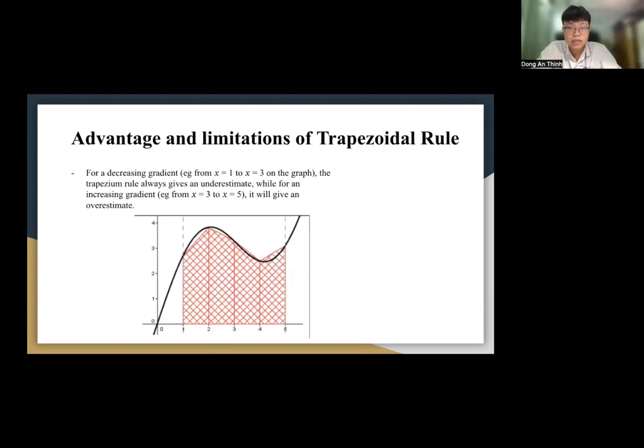But there's also a limitation to trapezoid rules. For decreasing gradient from x1 to x3 on the graph, it will give an underestimate. This will be the white part you see here. And for the increasing gradients, like from x3 to x5 here, it will give an overestimate, which is the part just over the black line here.